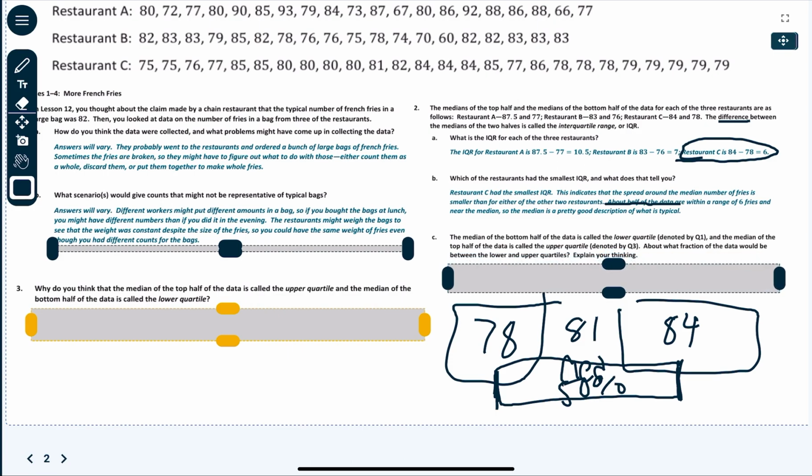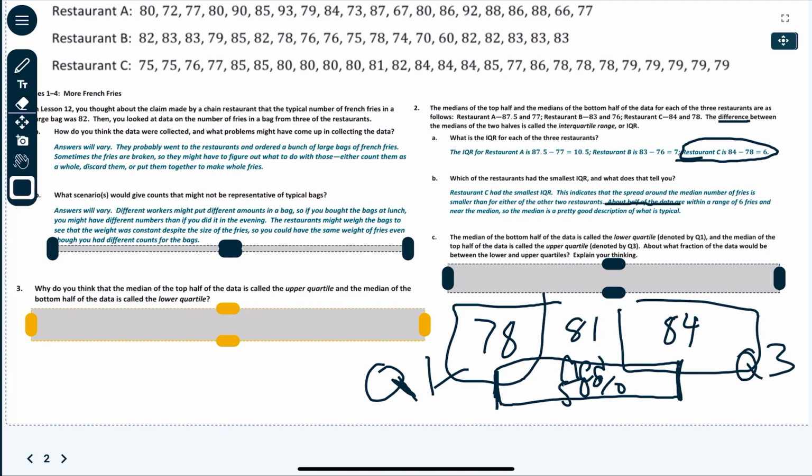The median of the bottom half of the data is called the lower quartile, and we represent that as Q1. Q1, the lower quartile. And the median of the upper is called the Q3. So that is the Q3. We got Q1 and Q3.